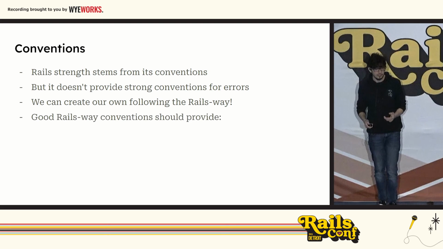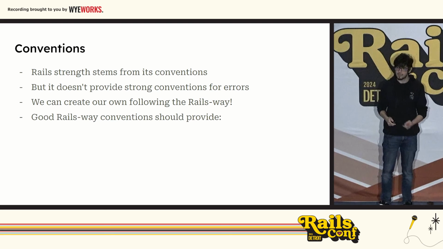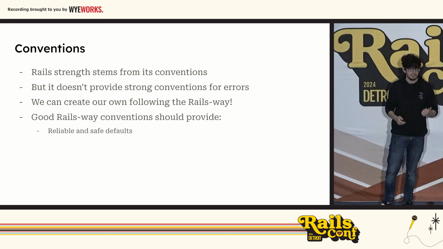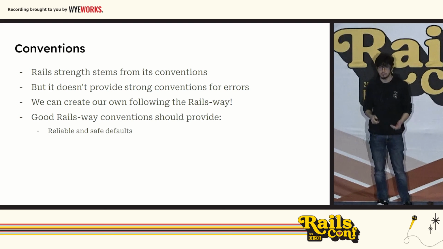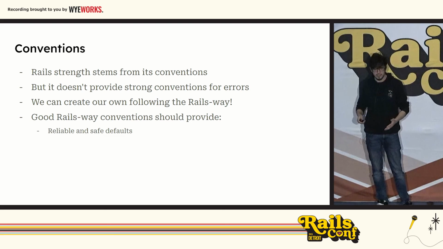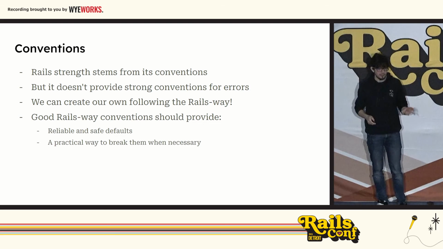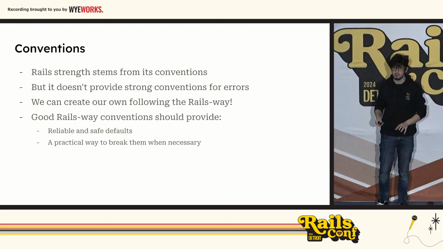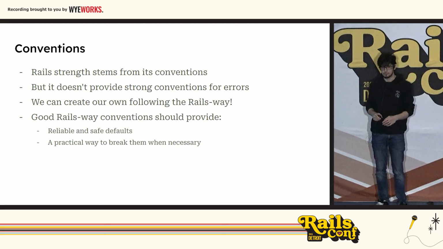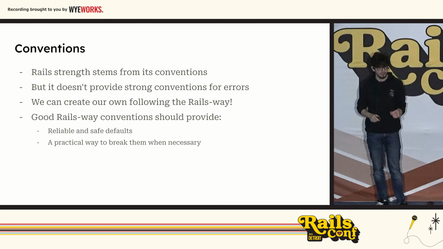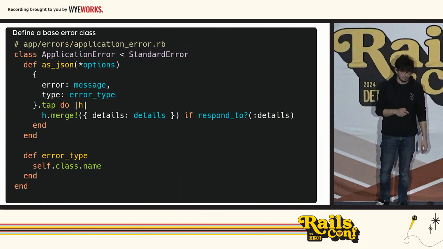So if you think about it, good Rails way conventions always provide two things. The first one is that they are reliable and safe defaults, that we can just use as our first step. And then we need a practical way to break them when necessary. We don't need to go all the way around to try to break a convention. It should be something that is very practical. So here's an example of how we can do that.